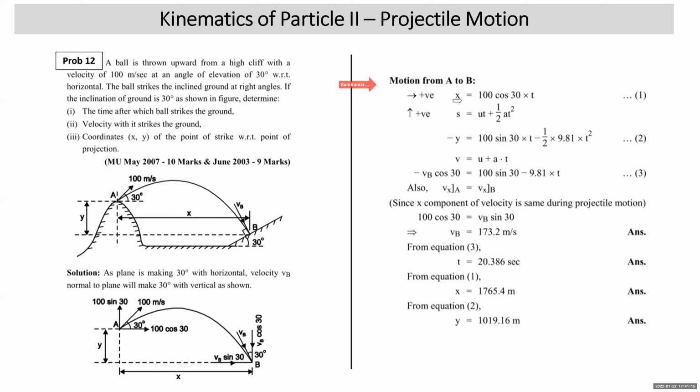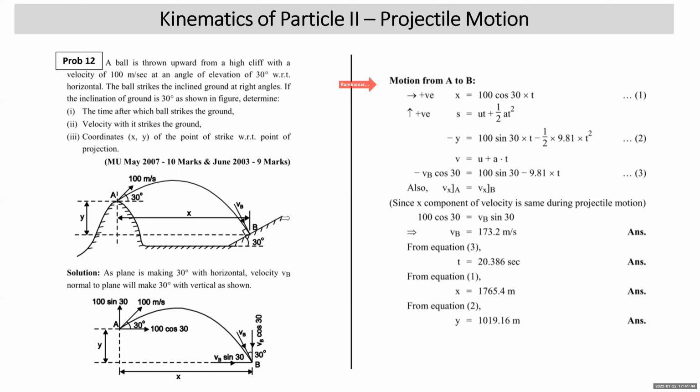Horizontal motion: x is the horizontal displacement, horizontal component velocity 100 cos 30 into t. Vertical motion: s is equal to ut plus half at square. S is minus y since point B is below A. U is the initial vertical component velocity, 100 sin 30, so minus y equals 100 sin 30 into t minus half g t square. Then v is equal to u plus at. V is the final vertical component velocity at B, minus VB cos 30, equal to the initial vertical component 100 sin 30 minus 9.81 into t.